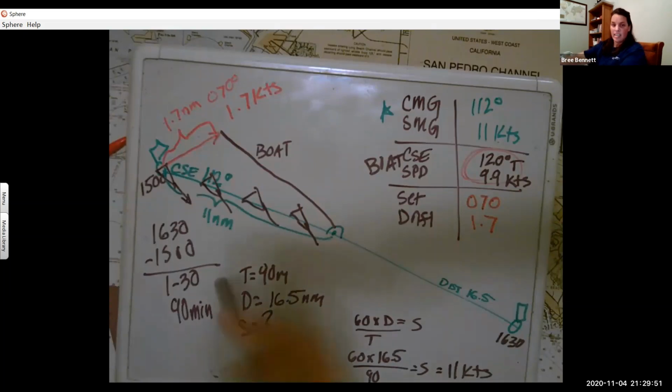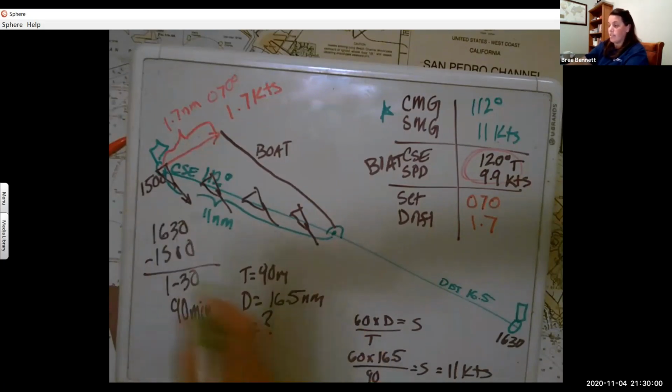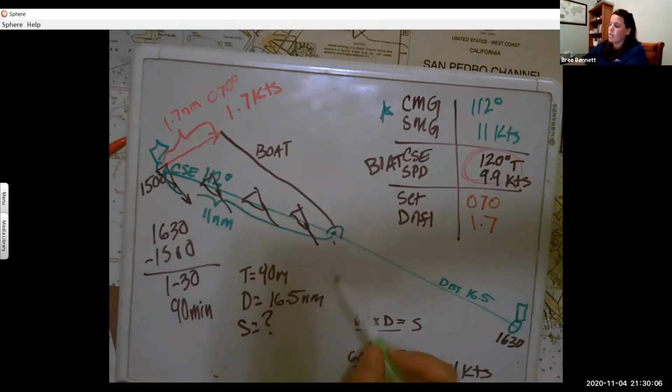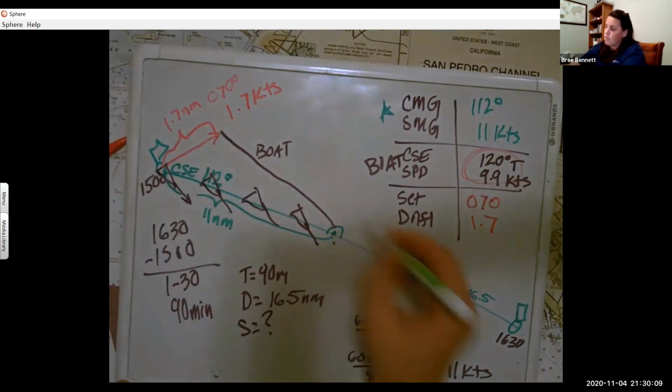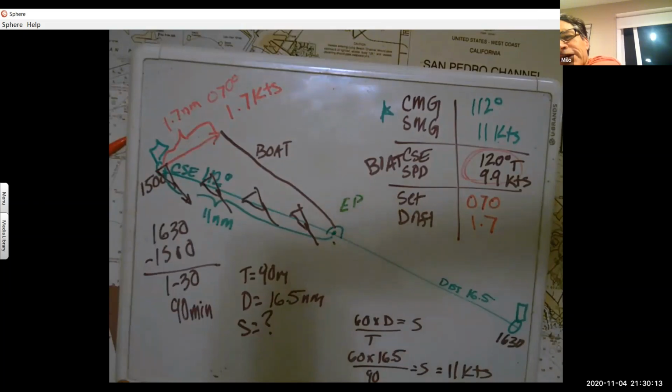So in this case here, we want to be staying on this. And if I've calculated my speed made good, I could use that as my DR. So instead of a DR, it's more of an EP. Oh, I got you. Look at me throwing out another acronym at you.